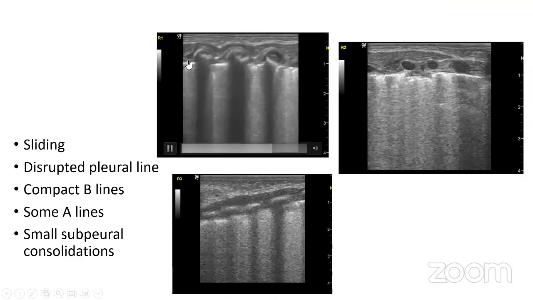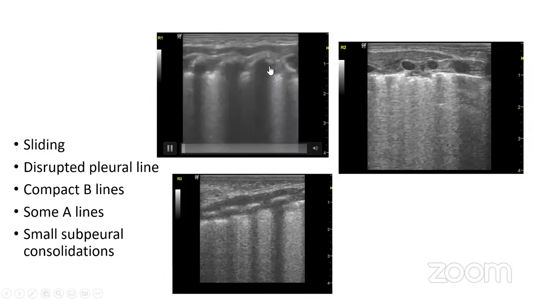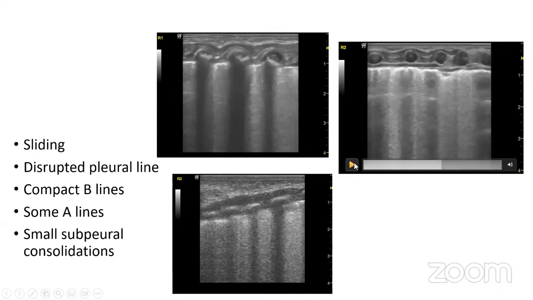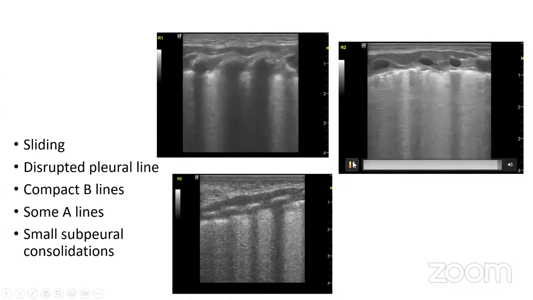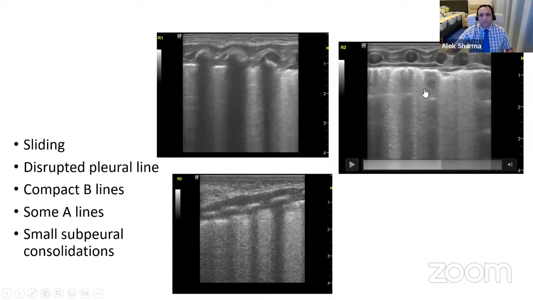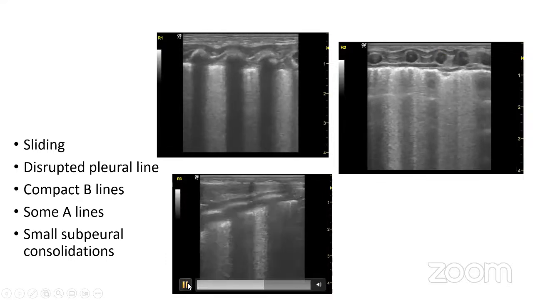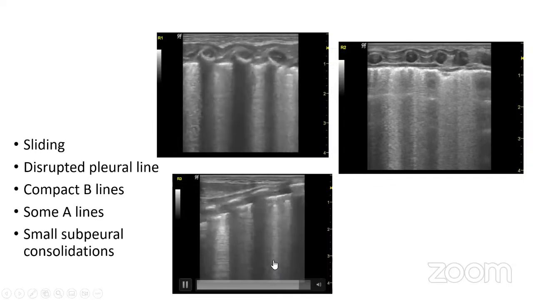It's an old one, but I think we can say that the pleural line is not so linear. It's a bit disrupted, and I think we have some subpleural consolidations also. And we have a pattern of compact B lines in some areas. I think this is too fast, but we can see the subpleural consolidations here. Very nice, some A lines. So the lung pattern is not homogeneous. And here on the right, we have compact B lines, some A lines. Sometimes the A lines appear.